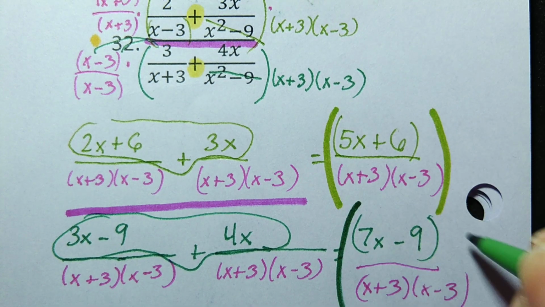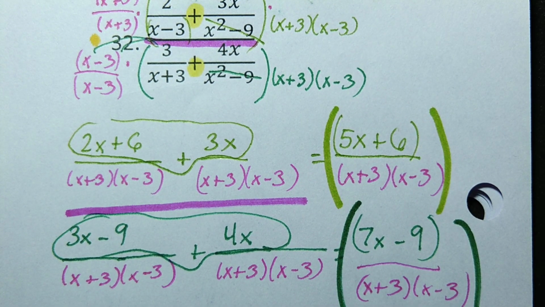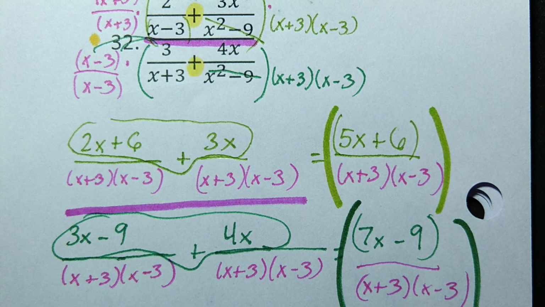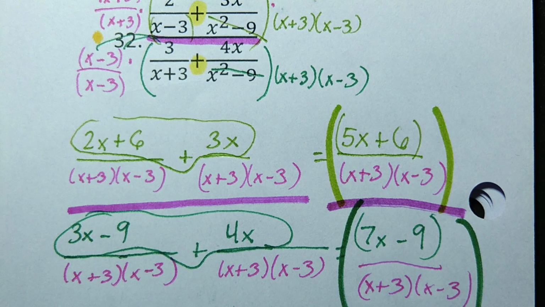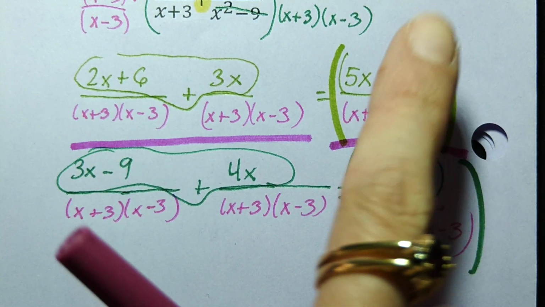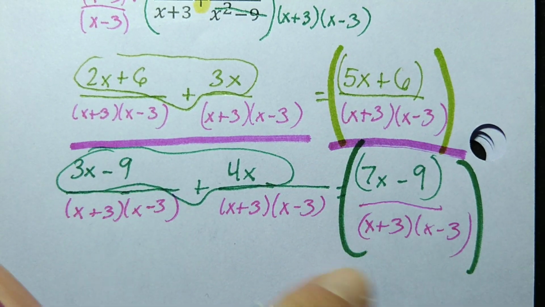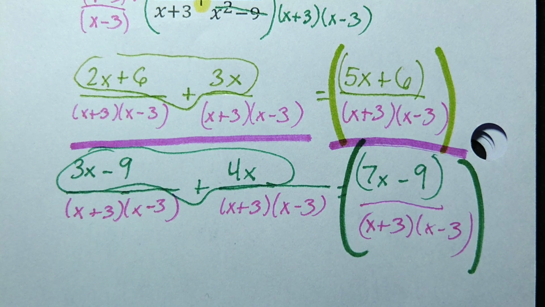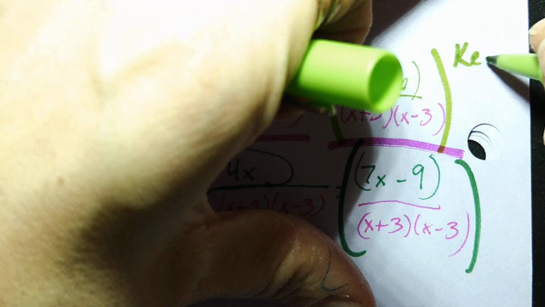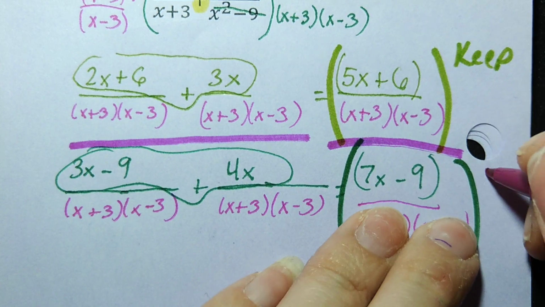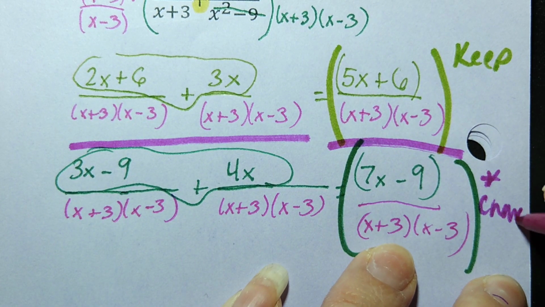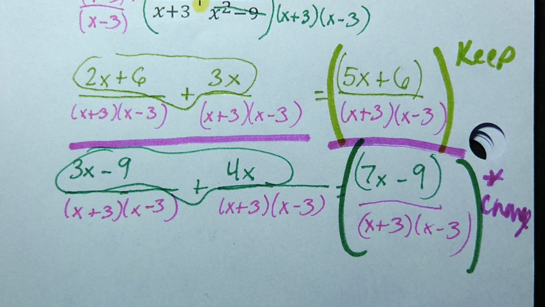So for your bottom fraction, you should have gotten 7x minus 9, which is not factorable, no GCF up there, over that x plus 3, x minus 3. Now at this point, we've got the top divided by the bottom, so we keep the top. We change the division to multiplication, and then we flip the bottom fraction.